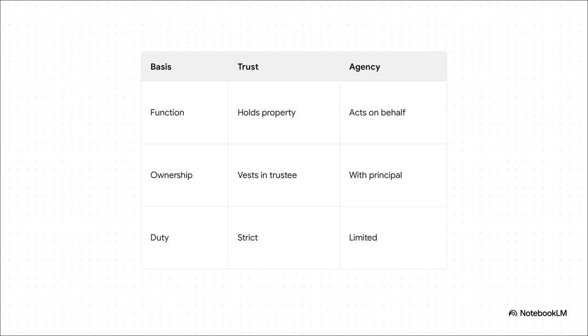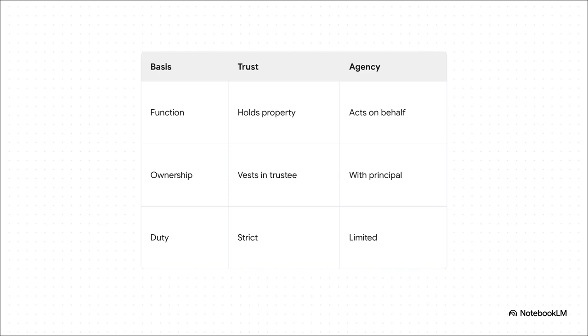On the basis of function, a trust holds property, but an agency merely acts on behalf of another. Crucially, regarding ownership, in a trust it vests in the trustee, but in an agency it remains with the principal. As for duty, a trust is a strict fiduciary obligation, while agency is fiduciary but limited.